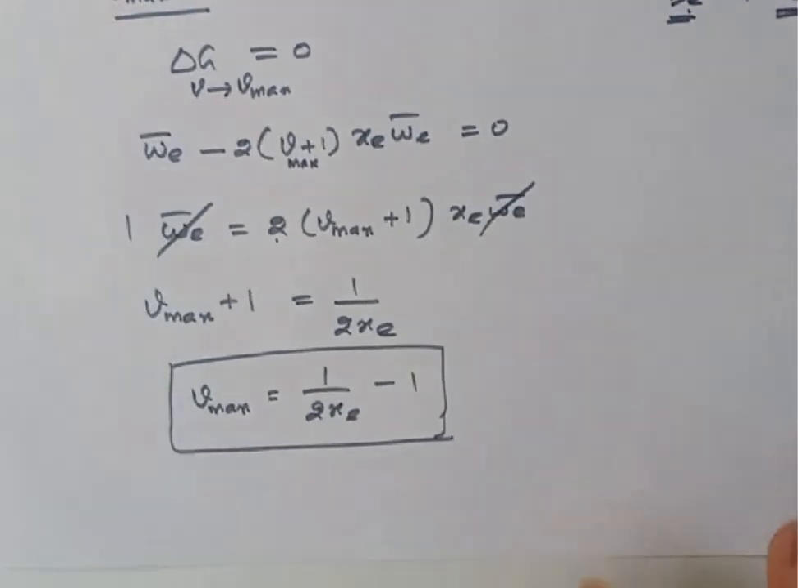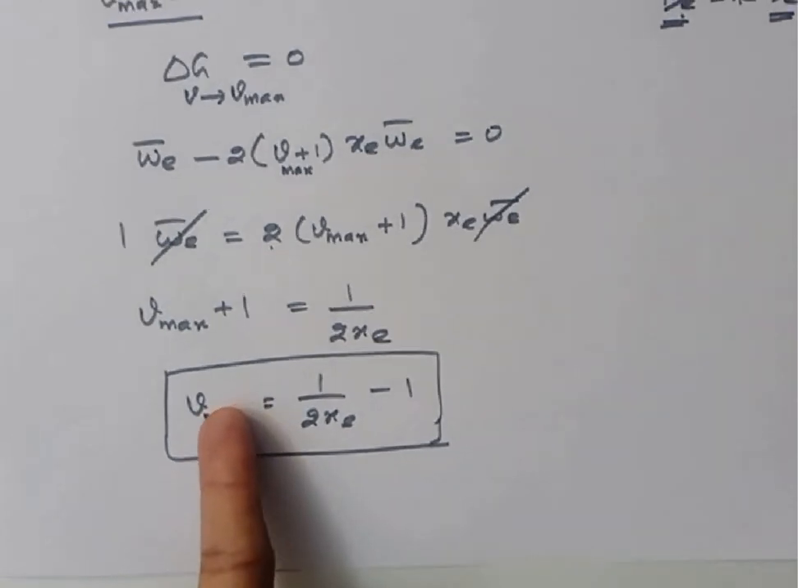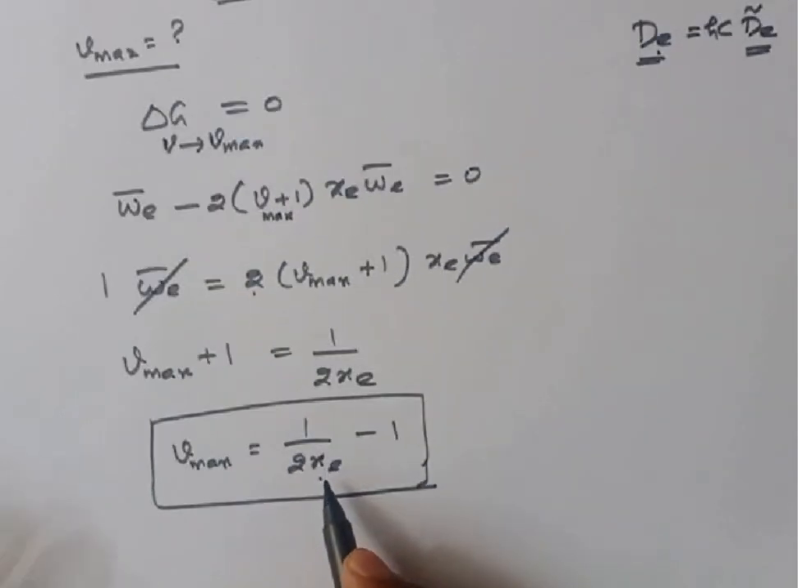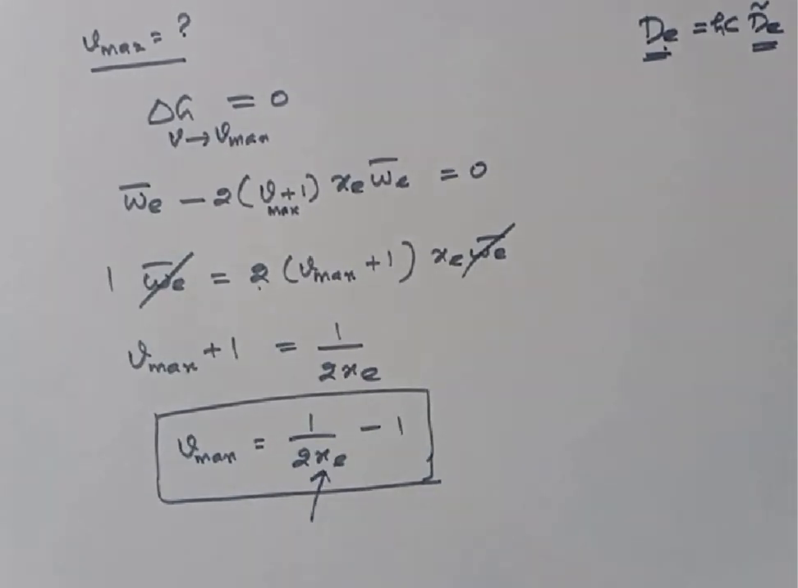Students, is this clear? Yes. So if you know XE, you can find Vmax easily. What is the value of XE? XE value is roughly 0.01 for most molecules. It is in the range of 0.01. I won't say exactly 0.01, it may be around that value. What is XE actually?